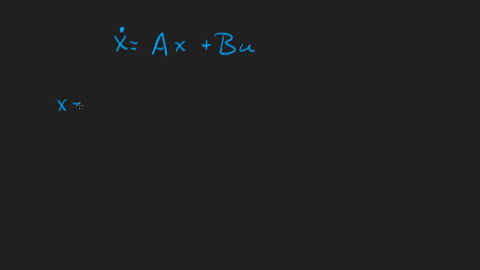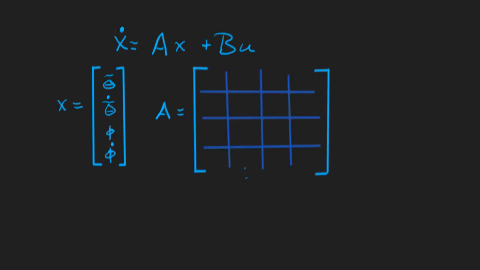In this case, the state of our system, x, we'll write as theta tilde, theta tilde dot, phi, and phi dot. So notice that there are four states. Therefore, the A matrix is going to be a 4 by 4 matrix, right? I'll fill in some of the details soon.